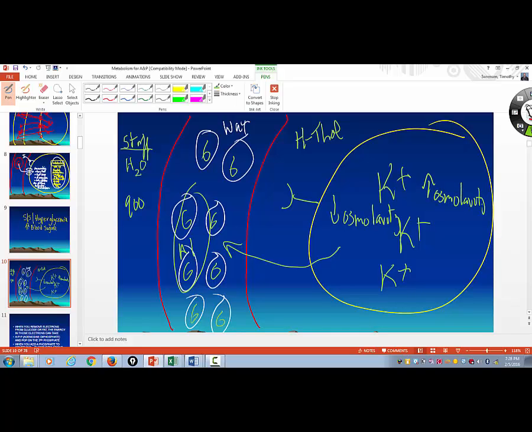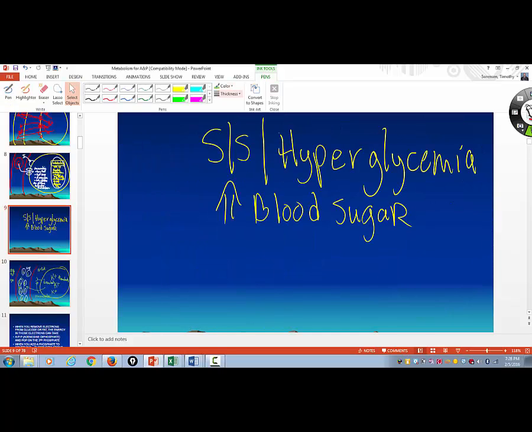And anytime you increase the osmolarity within the H-thal, that triggers osmoreceptors on the H-thal, and that tells you to drink. So this little diagram here explains one of the signs and symptoms of hyperglycemia, the first one being polydipsia. Polydipsia, many drinks, so they're drinking water all the time.